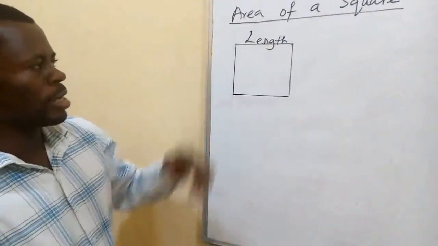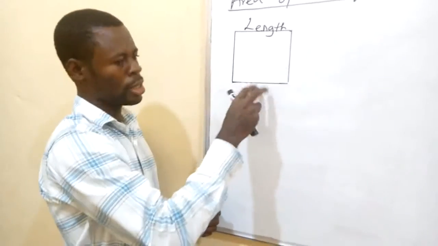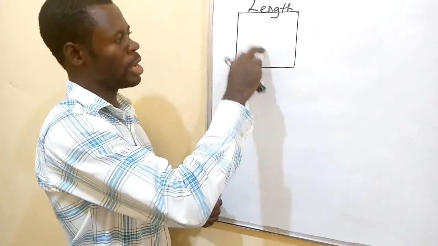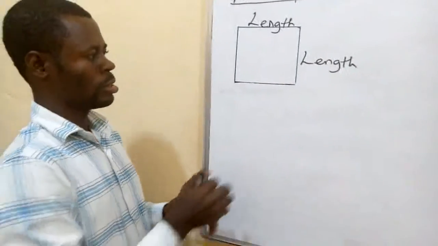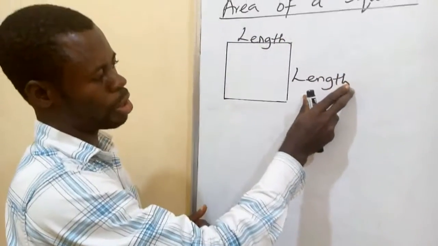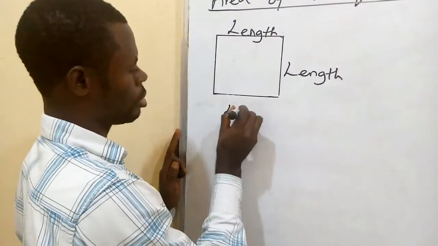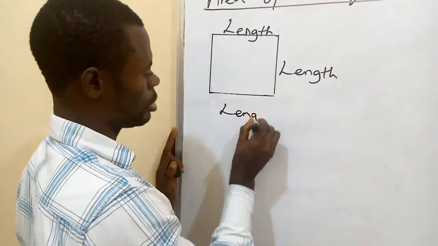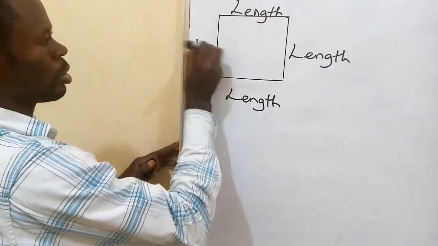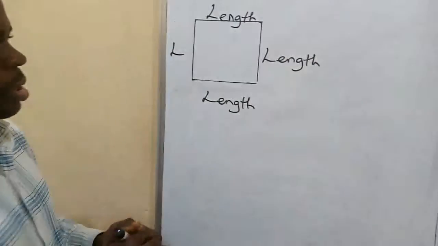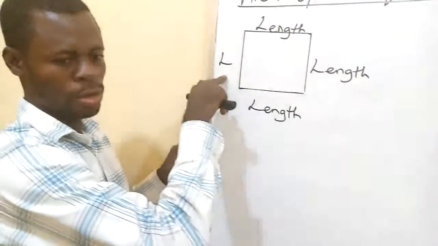So let's call one of the sides length. Alright, if this side is called the length, that means this other side is what? Length. And this other one is what? Length. Alright, this other side also is called length. Remember, I said earlier that they are all equal in length. The L here stands for length.